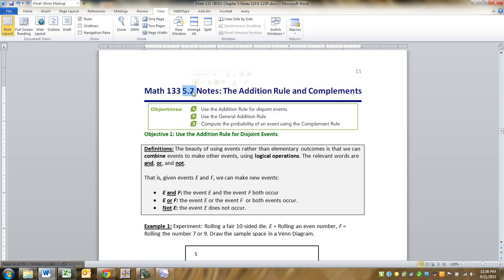5.2 for Math 133. This is going to be the addition rule and complements. All right, so let's see how it goes.